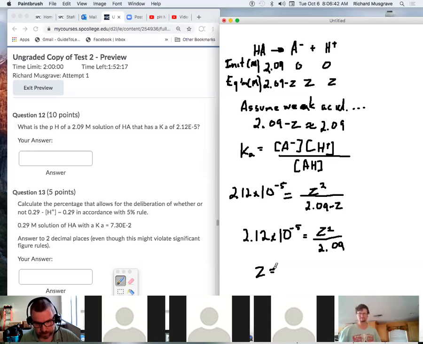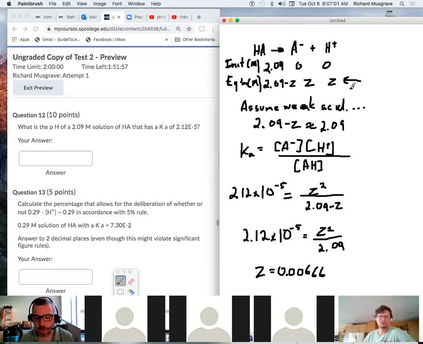I get 0.00666. So that's Z, which, as you can see up here in the table, represents the equilibrium concentration of all of these different things. We've got Z for A minus, and then 2.09 minus Z would be for the HA. So that happens to equal the concentration of H plus.